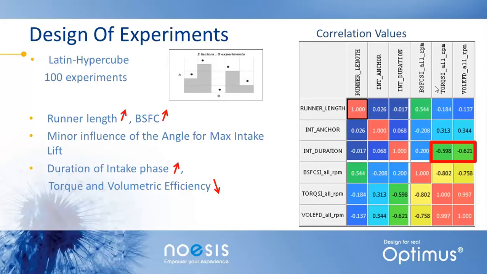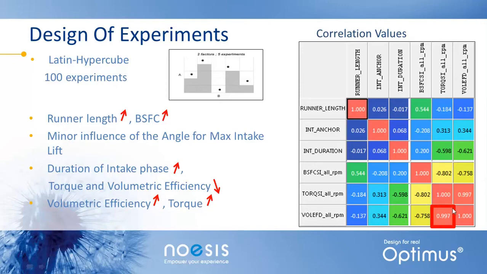There is also a clear negative correlation between the duration of the intake phase and the torque and the volumetric efficiency. So if we make the intake phase longer, our torque and efficiency will go down. And this will have something to do with the valve overlap. Another relation that we can clearly see here is that if our efficiency increases, also the torque of the engine will increase.